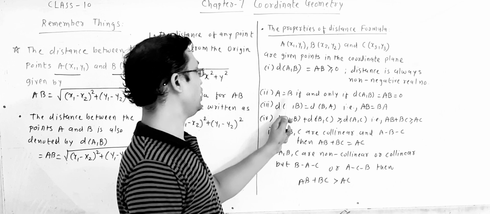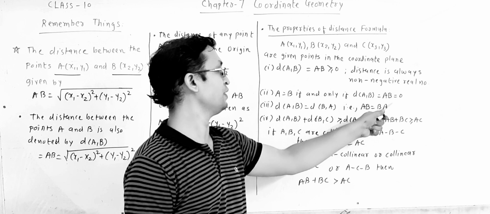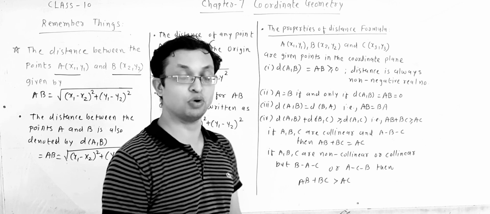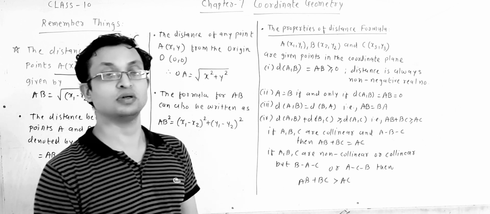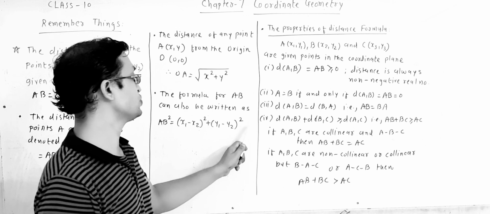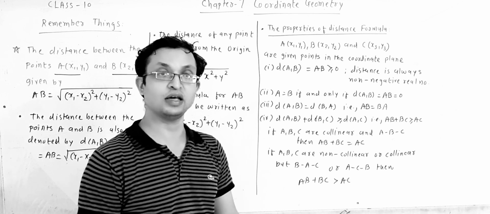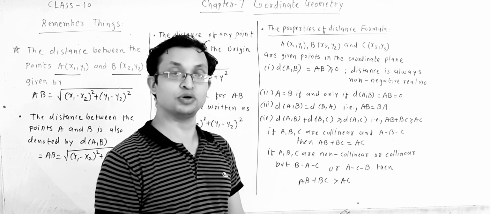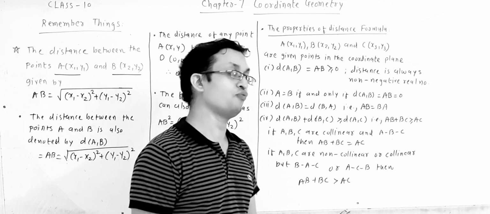If A and B are the same point, if and only if distance AB is 0. For example, point A is (1, 2) and point B is also (1, 2). Then the distance between these 2 points is the square root of (1 minus 1) square plus (2 minus 2) square, which is always 0. Distance between the points is 0, that means both points are equal. Also distance of AB is equal to distance of BA. If distance AB is 5 units, then distance BA is also 5 units.